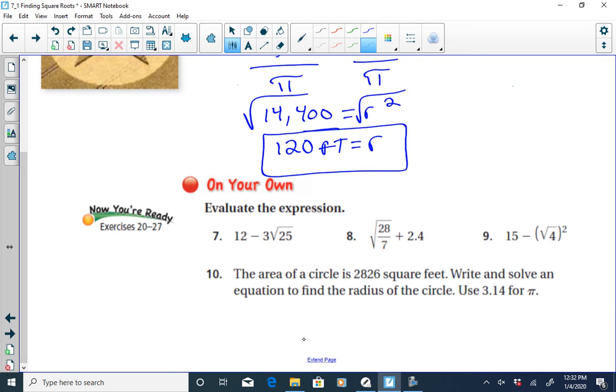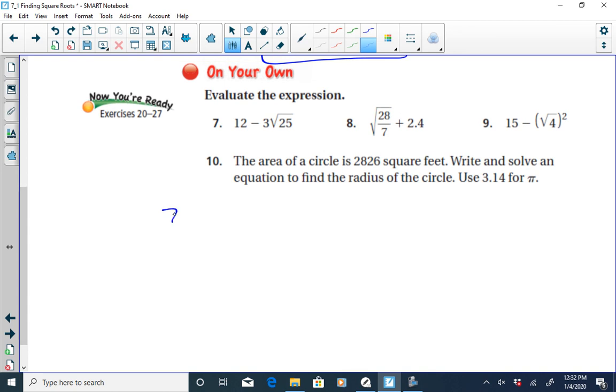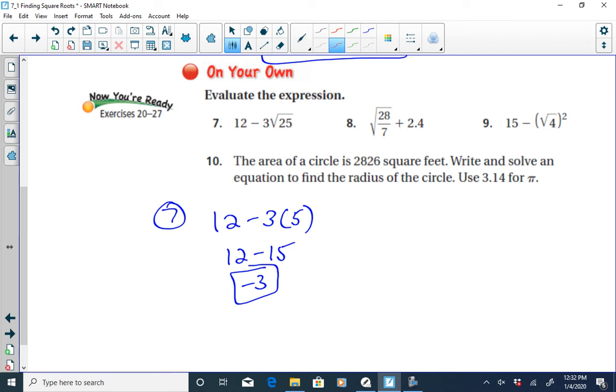All right. We'll finish up by simplifying these expressions here. So problem number 7, that's going to be 12 minus 3 times the square root of 25, which is going to be 5. 3 times 5 is 15, so we're going to have 12 minus 15. That's going to be negative 3. Problem number 8. 28 divided by 7, that's going to be the same as the square root of 4 plus 2.4. Square root of 4 is 2. 2 plus 2.4, that's going to be 4.4.